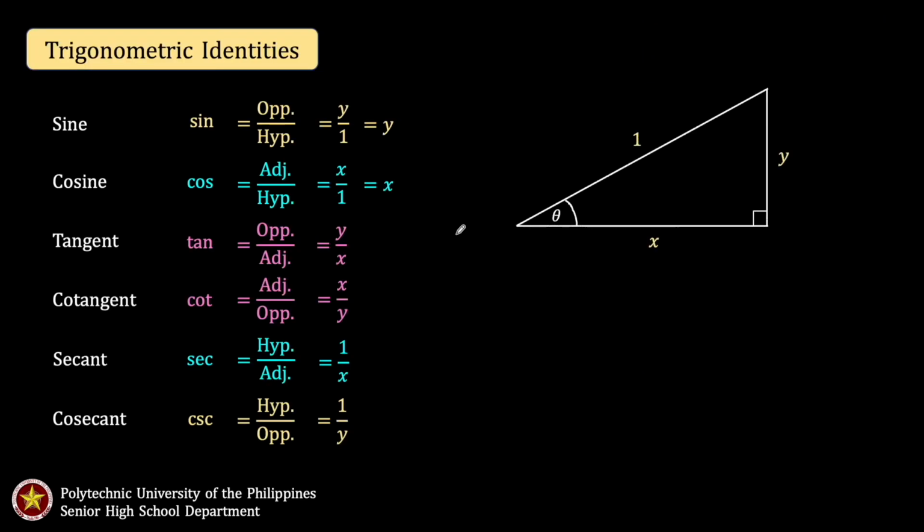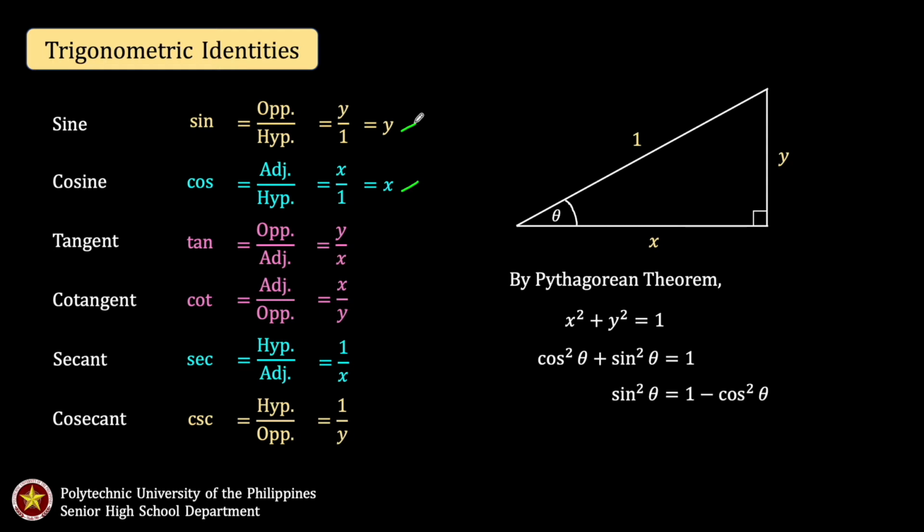Here, we need a right triangle, a right triangle whose hypotenuse is 1 unit, since this came from a unit circle. We need this in order to complete the trigonometric identity table. Now, by the Pythagorean Theorem, we have x squared plus y squared is equal to 1. Now, x is cosine, y is sine. So we can substitute that. We have cosine squared theta plus sine squared theta equals 1.